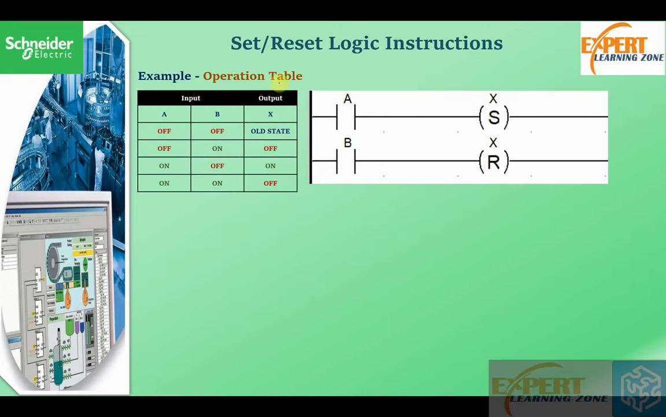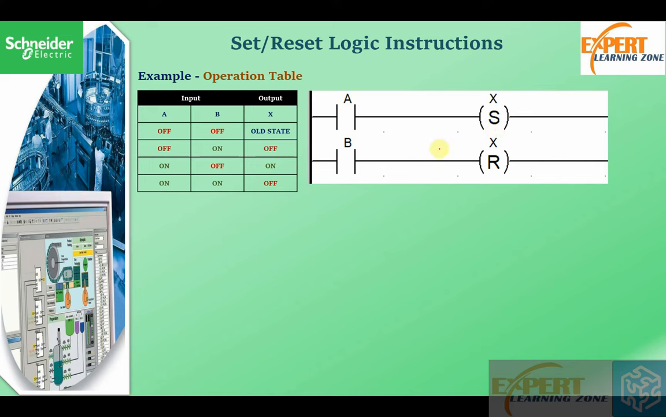Okay, so we are going to see the operation of the set and reset coil. Let's assume that we have two inputs A and B and an output X. When A is off and B is off, then the X variable assumes the old state. That is the difference that the set and reset operation brings. It takes the old state.